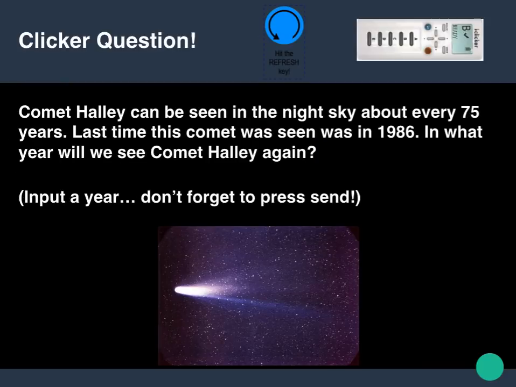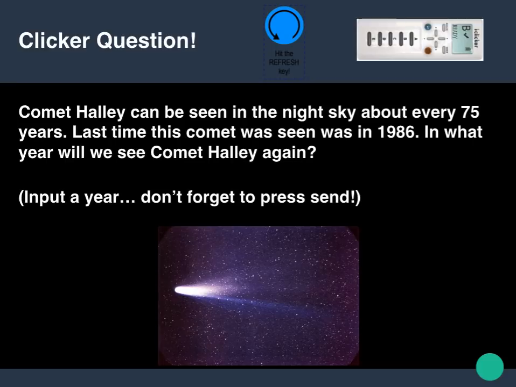So there is a famous comet. This is going to be a clicker question here. There's a famous comet called Comet Halley. You've probably heard of it. And it can be seen in the night sky about every 75 years. So this here is a picture of Comet Halley. You can see its ion tail and dust tail. Last time we saw this comet was in 1986. So that was before most of us were born. Before I was born, anyway.